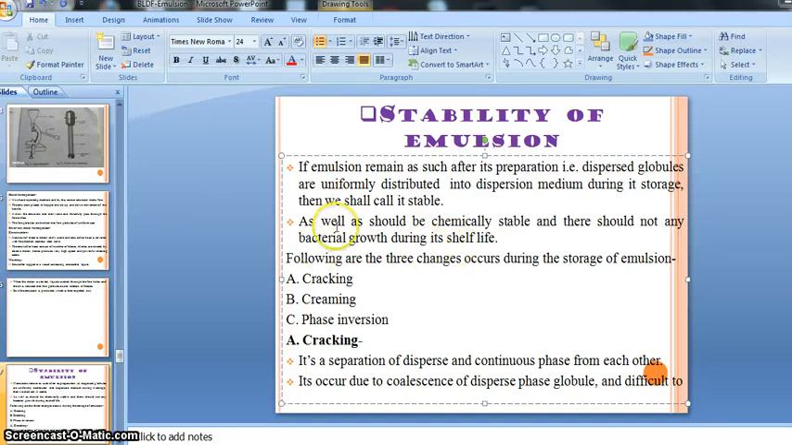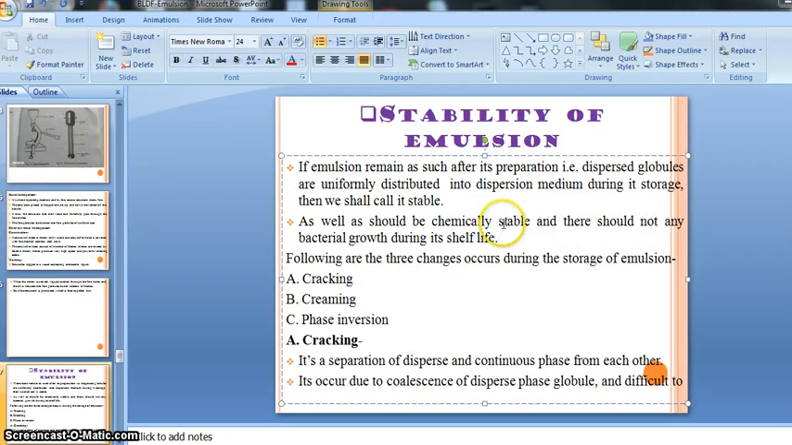And along with this, whatever the dispersion globules or dispersion media should be chemically stable, means whatever excipients we use should not chemically react with our active drug, and whatever container we use should not react with our internal preparation, right. That's why it should be chemically stable up to its expiry date or shelf life, or during the storage, and there should not be any bacterial growth during its shelf life.